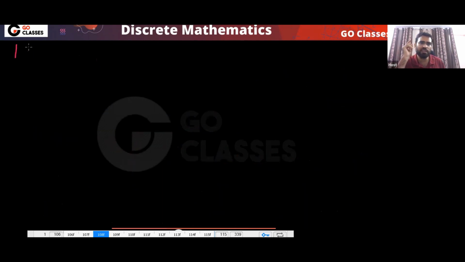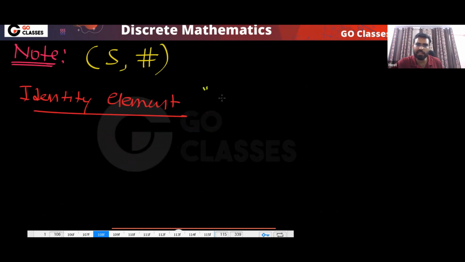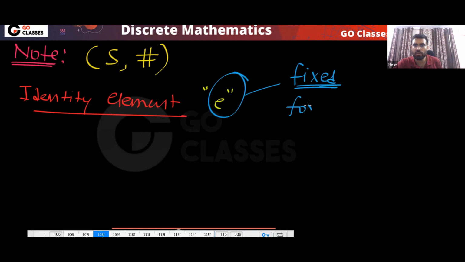Now remember one thing, a very important note. The identity element is fixed for all elements. If you have this set and this is your operation, then what is the identity element? Identity element E is fixed for all. This is fixed for all elements A.